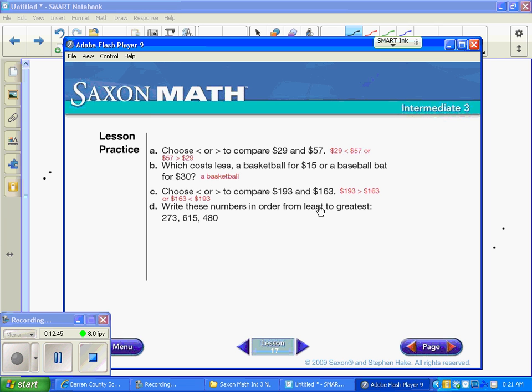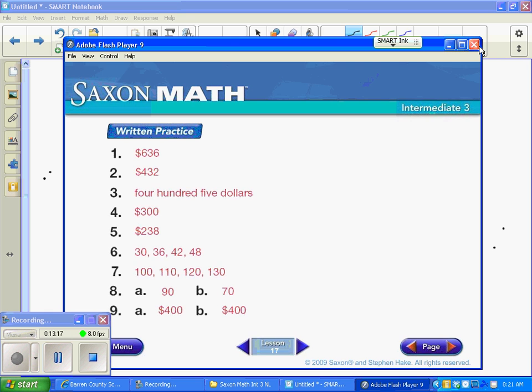A and D. Write these numbers in order from least to greatest. Do you ever think they're going to ask, write them in order from greatest to least? Yes, they might. So you're going to have to be really careful. They might ask you to do reverse order sometimes. Okay, look at these 3 numbers. Which one's the least? 273. What's the next one? 480. And the greatest? 615. Very good. And we are finished, you guys.